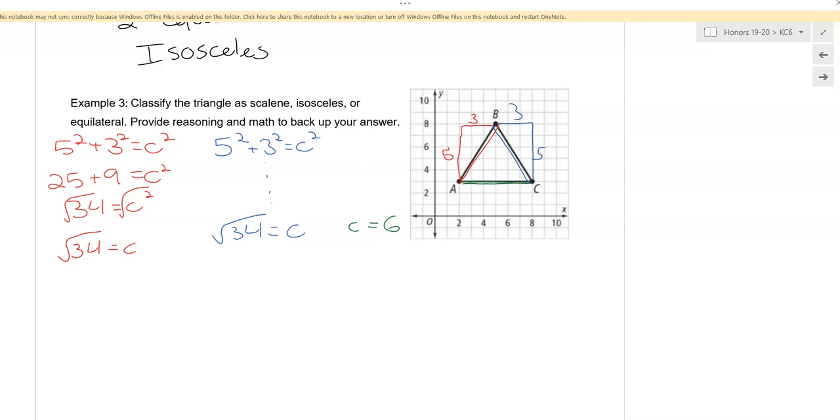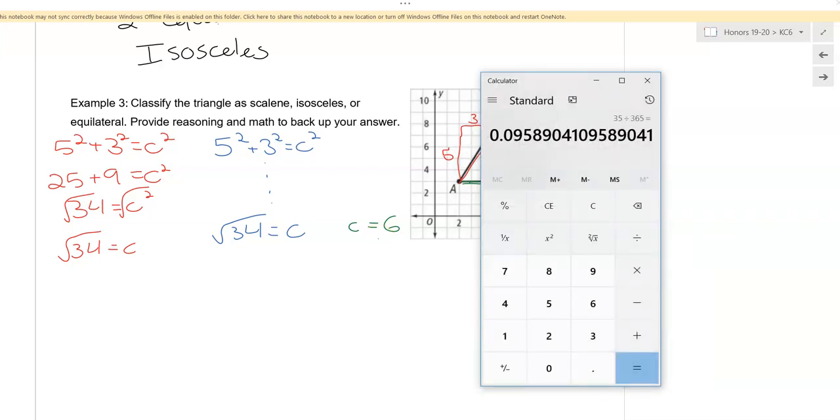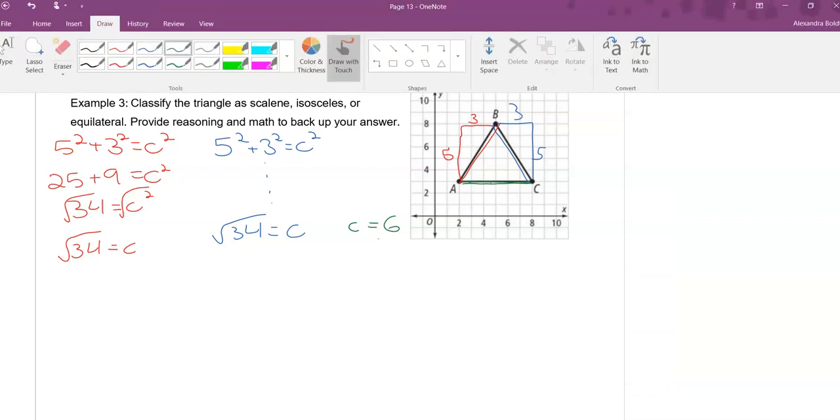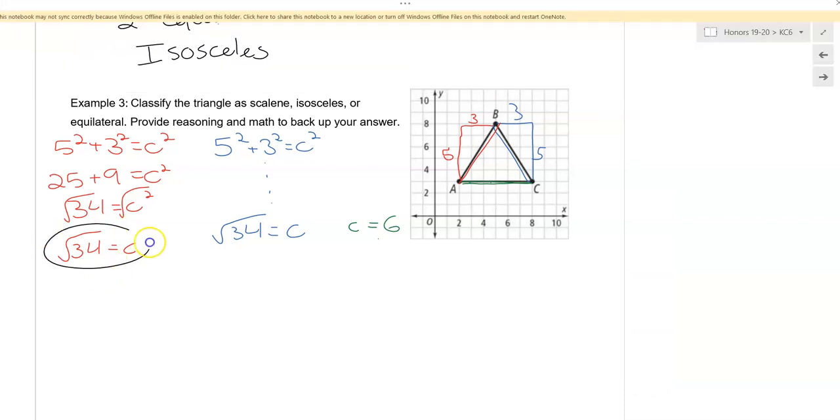Now, the square root of 34 is very close to 6. If you see what that is, right? If we take the square root of 34, we get 5.8. But it's not quite the same. So this is still technically, right, one side, two side, an isosceles triangle.